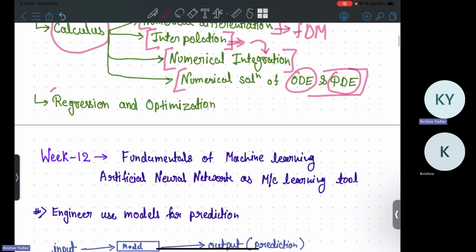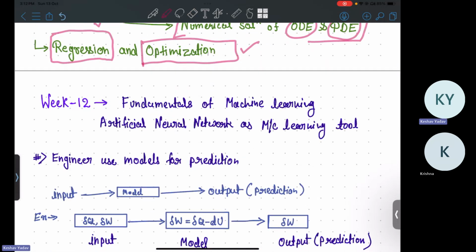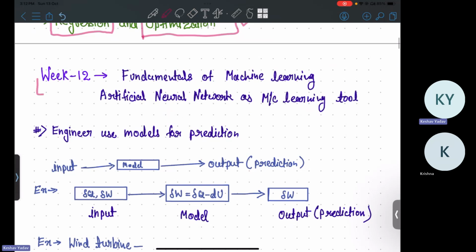Then we moved towards regression and optimization. In week 10 we covered regression. In week 11 we covered optimization. So what will we cover this week? This is week 12, where the fundamentals of machine learning and ANN, artificial neural network, as a machine learning tool, will be discussed, and we will solve some problems.